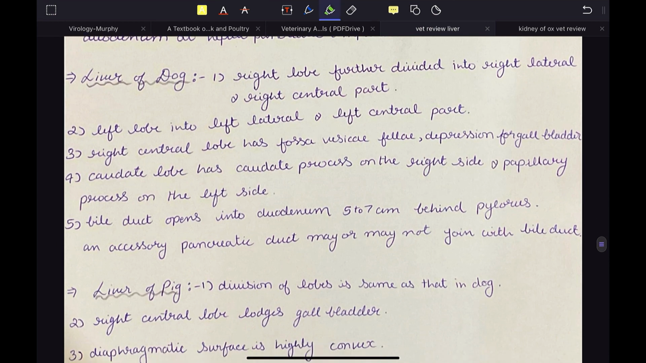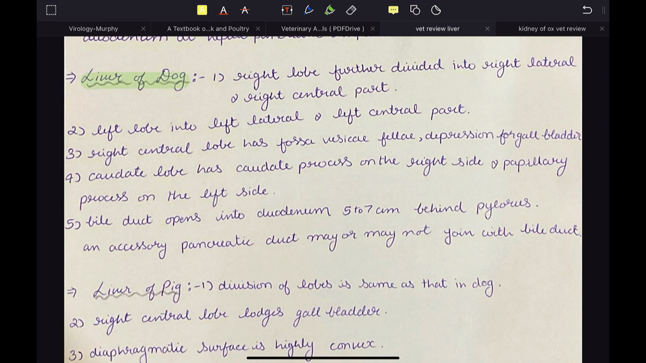Then let us come to the liver of dog. The right lobe is further divided into right lateral and right central, or we can say right medial part, and the left lobe is divided into left lateral and left medial or left central part.